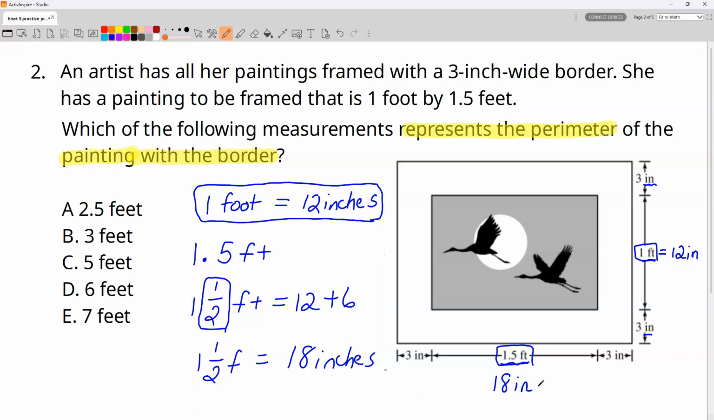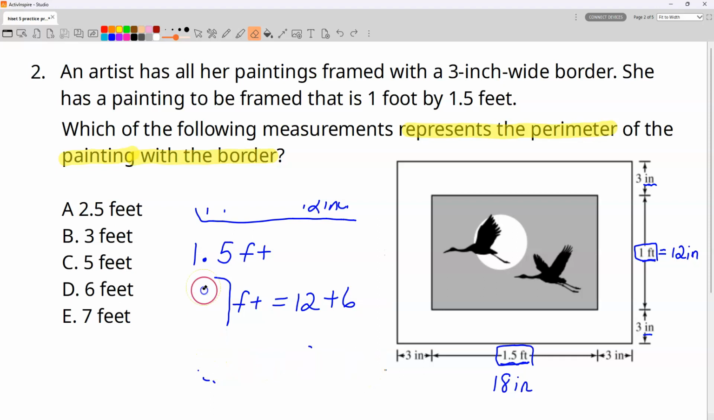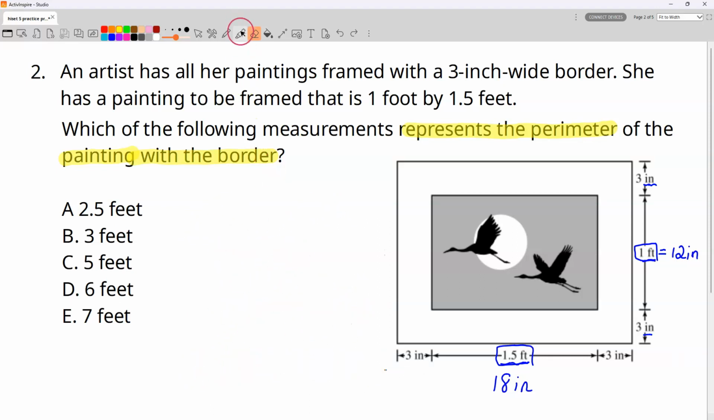And now we have everything in the same units: 3 inches, 12 inches, 3 inches, 3 inches, 18 inches, 3 inches. Everything's in inches. It's going to make it easier. I'm going to erase this piece right here. Now what we need to do is just add everything up. It's like I'm walking around this painting with the border.